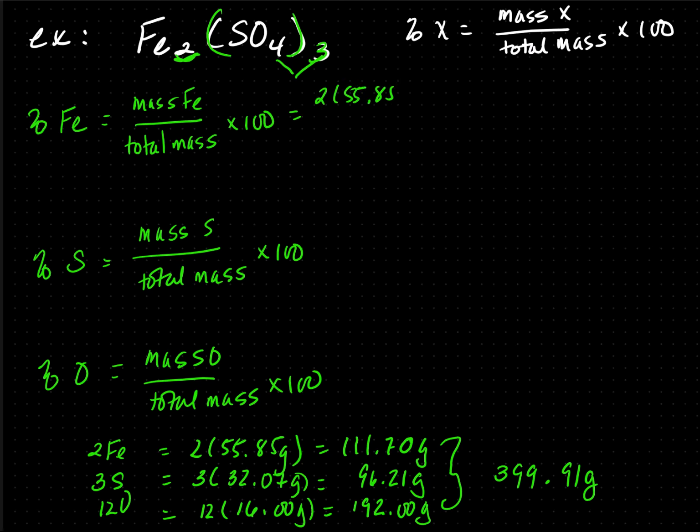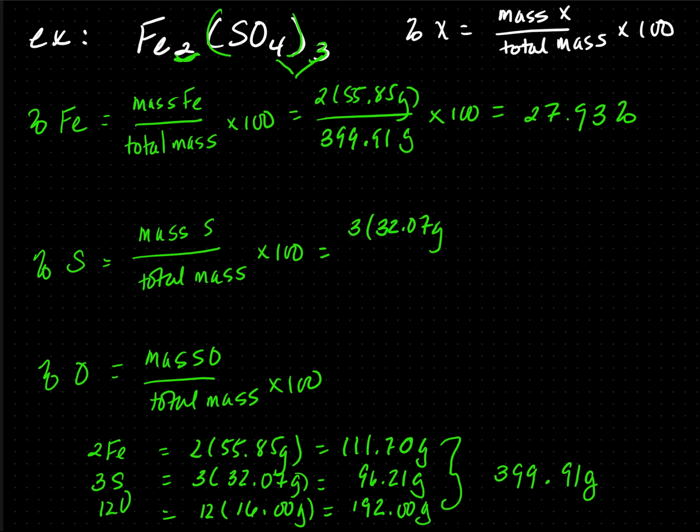55.85 grams over 399.91 grams times 100. This equals 27.93%. Again, for percent composition, we are not doing sig figs, just carry 2 to 3 digits after the decimal. So for sulfur, there are 3 sulfurs, each weighing 32.07 grams, over the total, 399.91 grams times 100. This equals 24.06% sulfur.